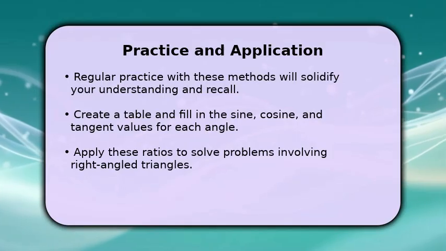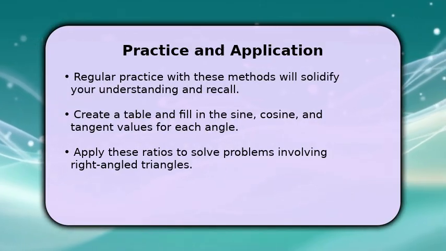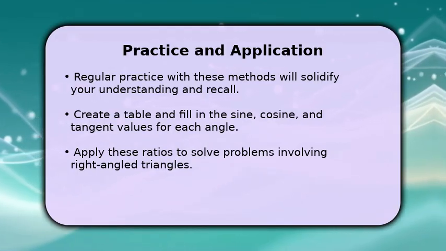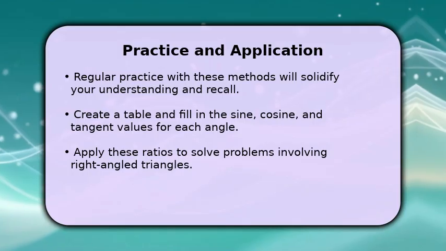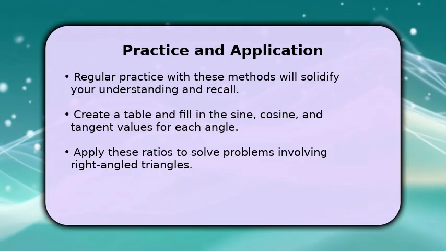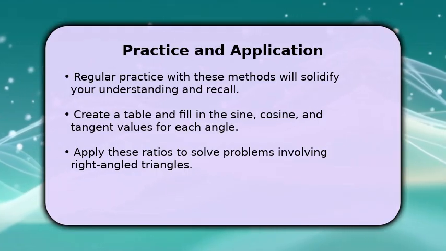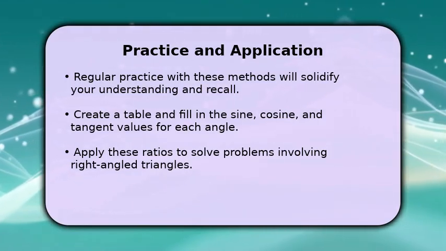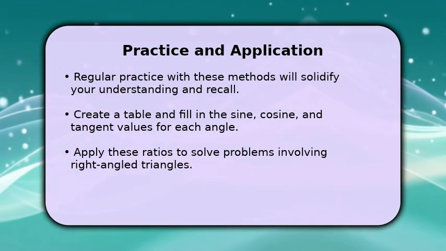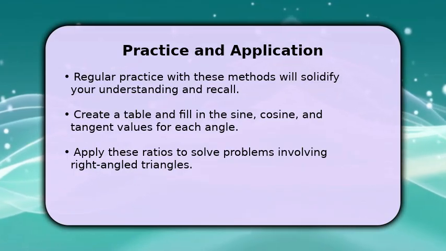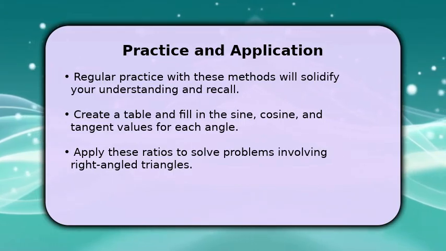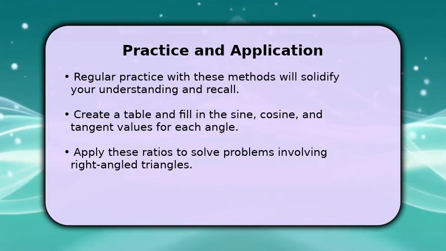Consistent practice is key to mastering these trigonometric ratios. Try creating your own table and filling in the sine, cosine, and tangent values for 0, 30, 45, 60, and 90 degrees using the hand trick. This active recall will significantly improve your memory. Once you're comfortable, apply these ratios to solve various problems involving right-angled triangles. With a little effort, you'll find these specific angle ratios become second nature, opening doors to more complex mathematical concepts.